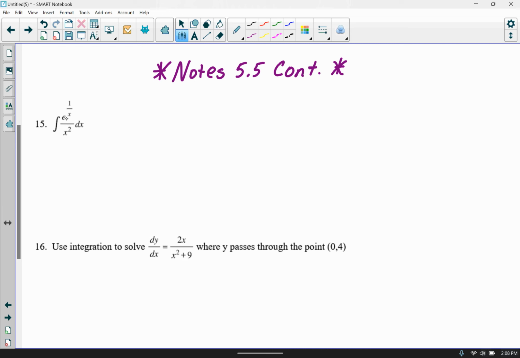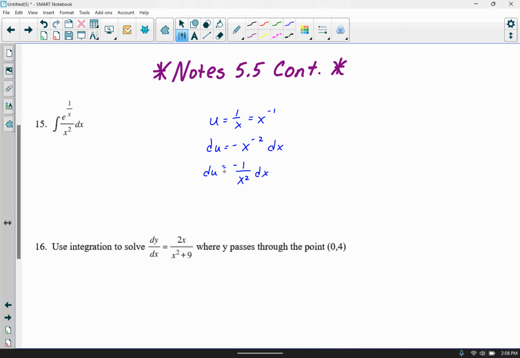So for this one, since I don't have another e in my function, I'm going to choose to just use the exponent. So I'm going to let u equal 1 over x, which we know is the same as x to the negative 1 power. Let's take our du of that. The derivative of x to the negative 1 would be negative x to the negative 2 dx. So we can think of that as negative 1 over x squared dx.